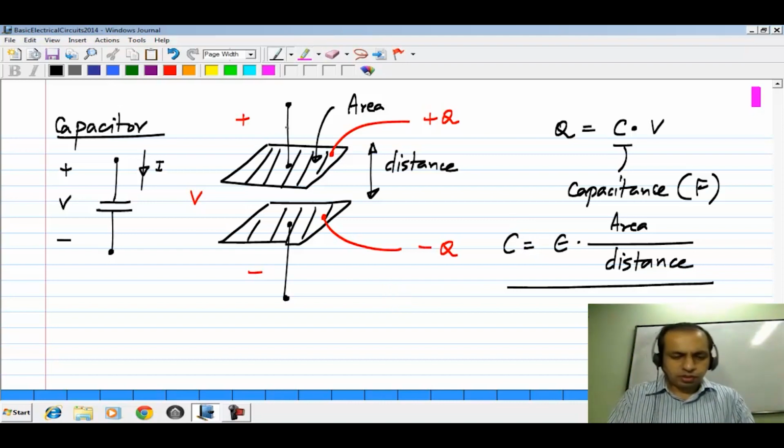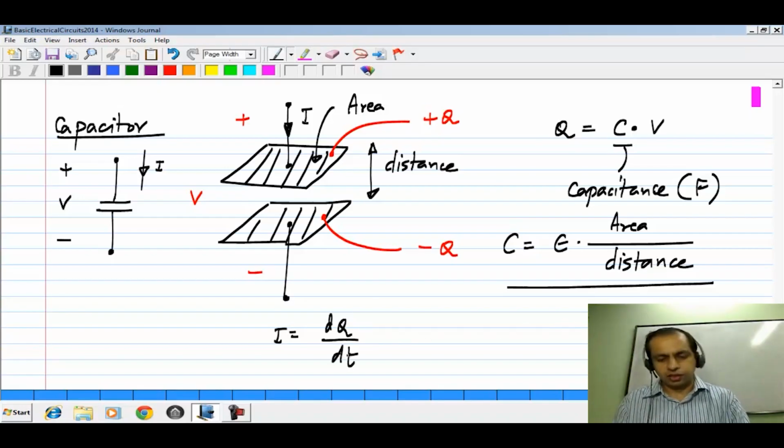Now, how do we do that? This current I flowing, which is the same as the current I flowing in this terminal, is given by the rate of change of charge. That's the definition of current, right? If this Q is increasing, that means that there is some current flowing that way. In fact, that current is what is causing the Q to increase.